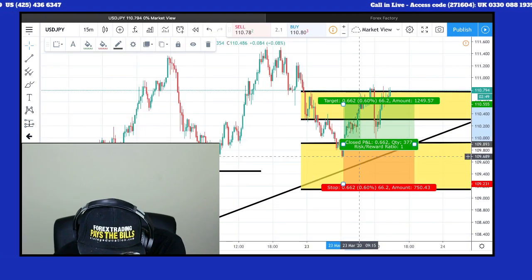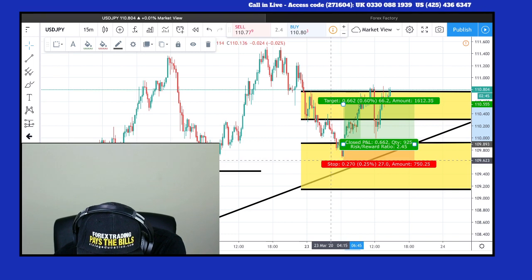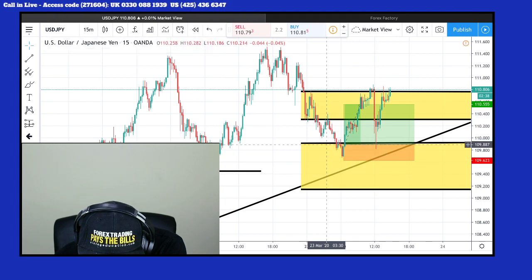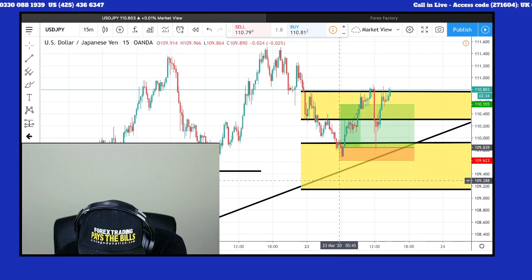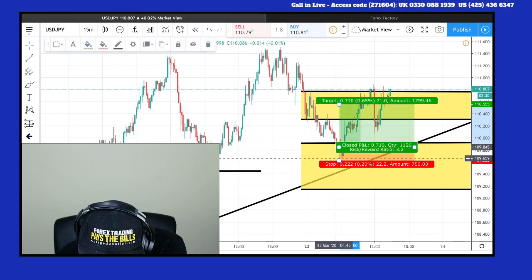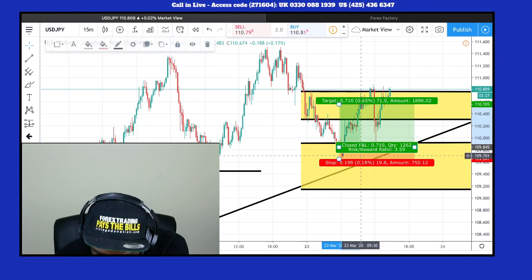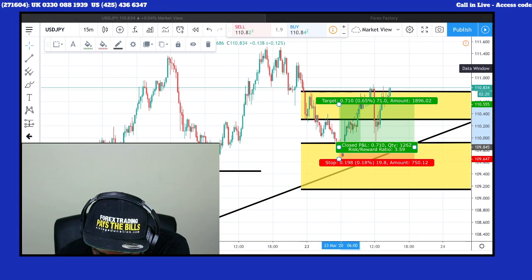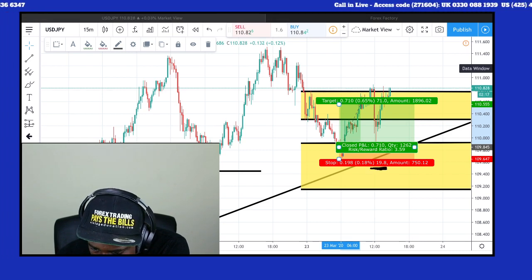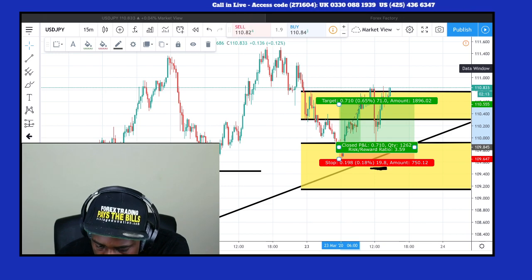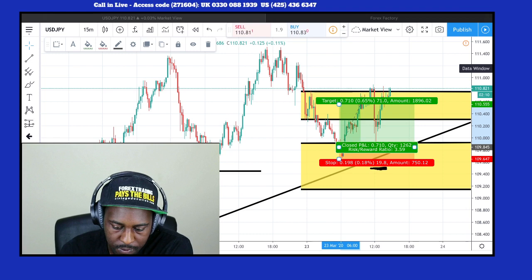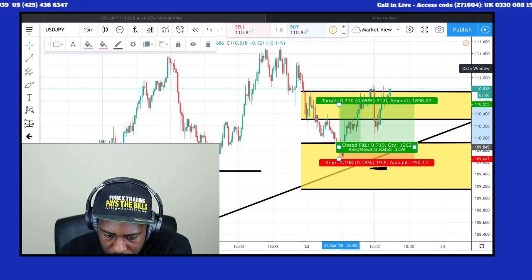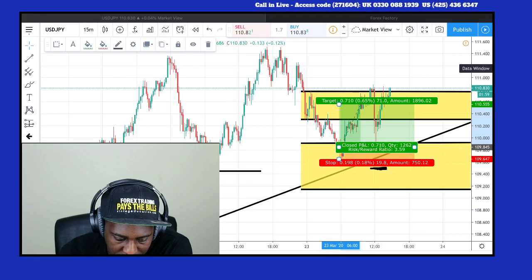Stop loss, we're going to put our stop loss just below. Let's move this up a little bit. Move this up. Okay. What does that say? That's a 20 pip stop loss, 19.8, right? And then our reward. So if we've got a 20 pip stop loss, let's look at this quickly. 20 pip stop loss, right?